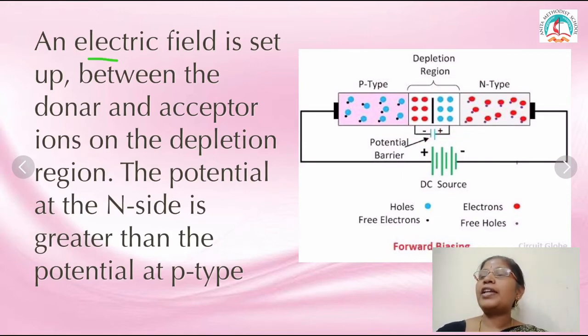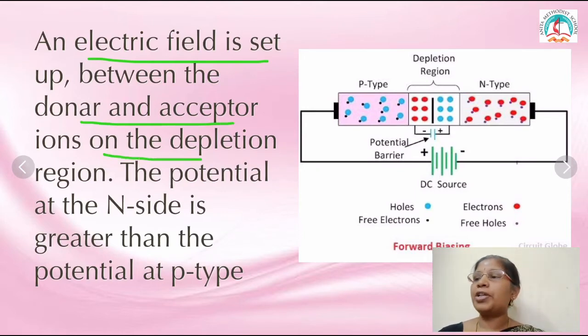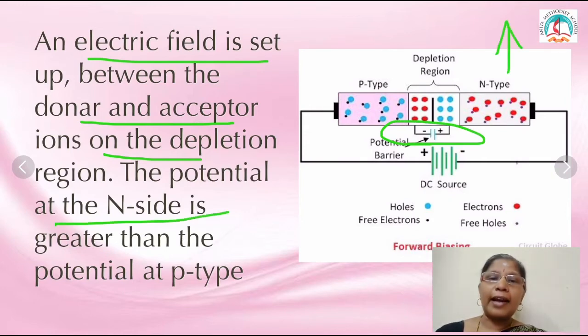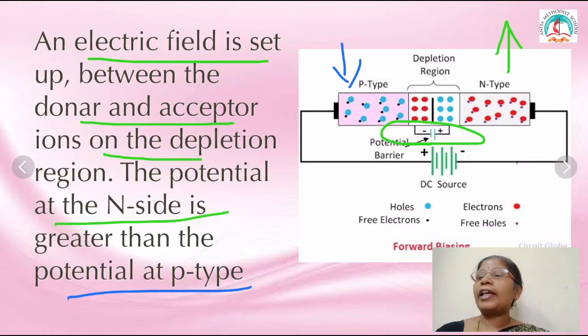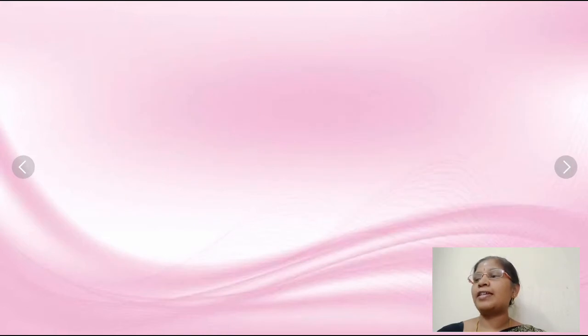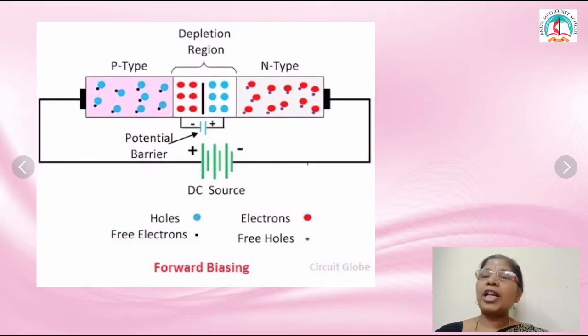When the electric field is set up between the donor and acceptor ions on the depletion region side, which side has the greater potential? The n side. In the n-type semiconductor side, the potential is greater, and in the p-type the potential value is less. So when the potential value is greater or less, what happens?